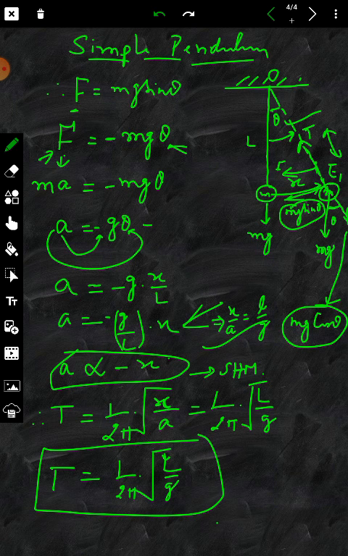So that means the more the length of the simple pendulum, the more will be its time period, or we can say it will oscillate more slowly. And if we are calculating the time period at some place where the value of g is less, then again the time period will be more, and at a place where g is more, the time period will be less. So this is about the simple pendulum.